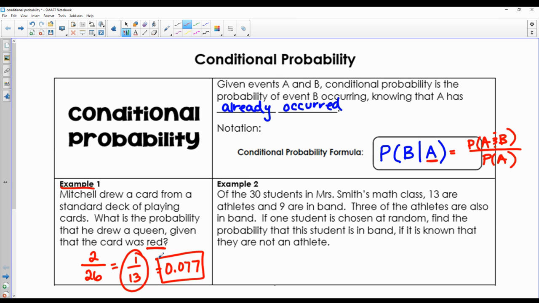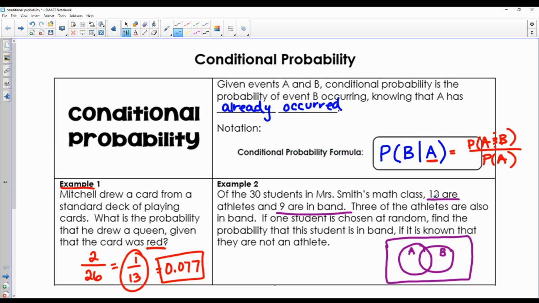Okay, let's look right here at example number 2. This one, I like Venn diagrams. You could also draw a table. We're going to get into some tables later, so I'm going to leave the tables for later. And I'm going to draw a nice, lovely Venn diagram, kind of like we did in the last lesson. So we've got 30 students in Mrs. Smith's math class. 13 are athletes and 9 are in band. We'll just call it A for athletes and B for band.